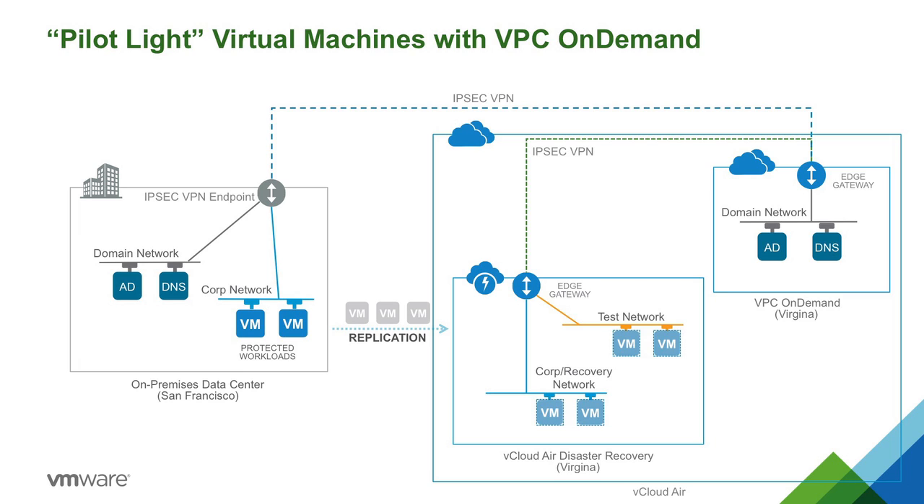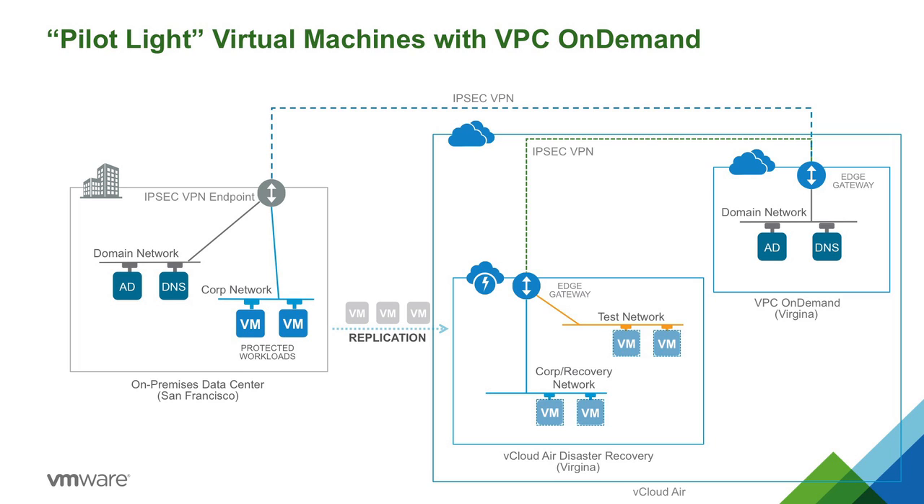And then we spin up a virtual private cloud on demand VPC. This allows us to then build an Active Directory and DNS server out in the cloud. And we simply connect these together using IPsec VPNs. We can then configure Active Directory as a second site and replicate all the information we need for authentication between the two sites. Then in the event of a failure, all the virtual machines that we've been replicating to vCloud Air Disaster Recovery just perform authentication over the IPsec VPN to the virtual machines that are running in the on-demand VPC.